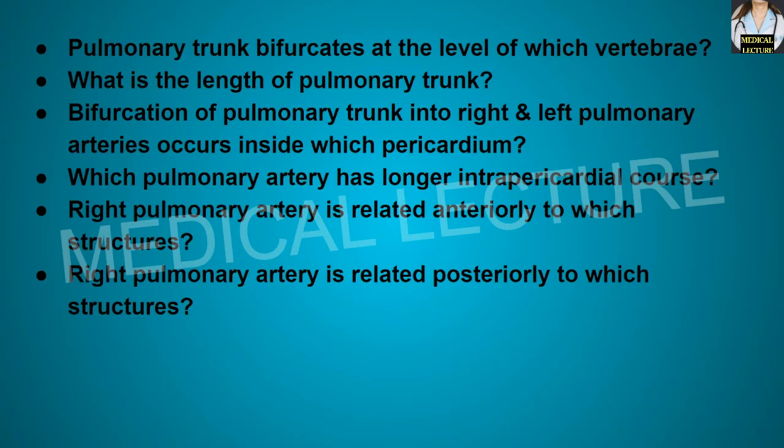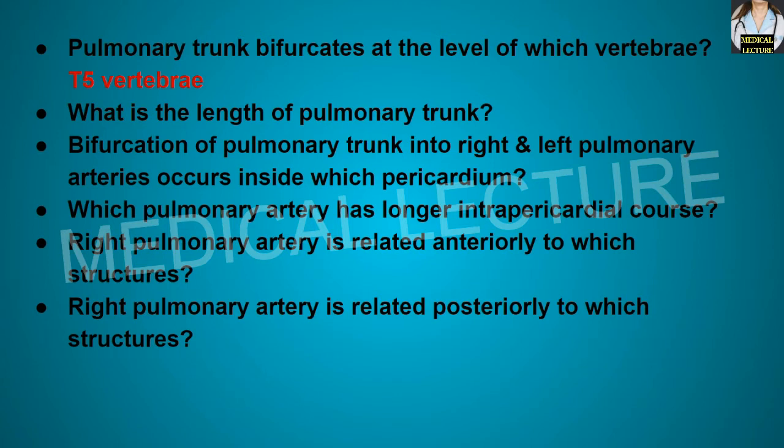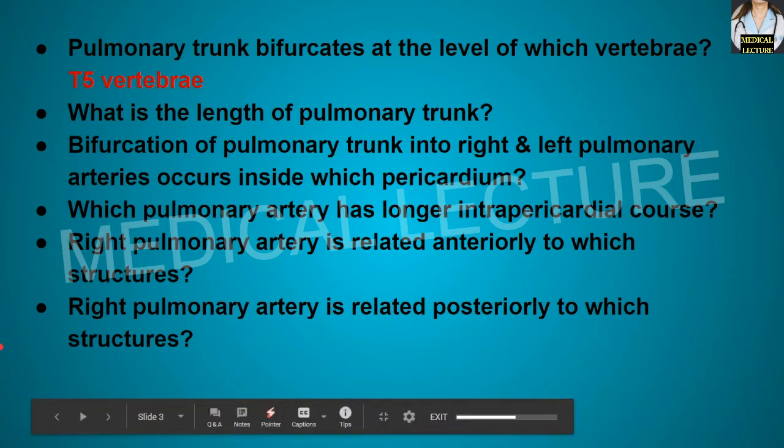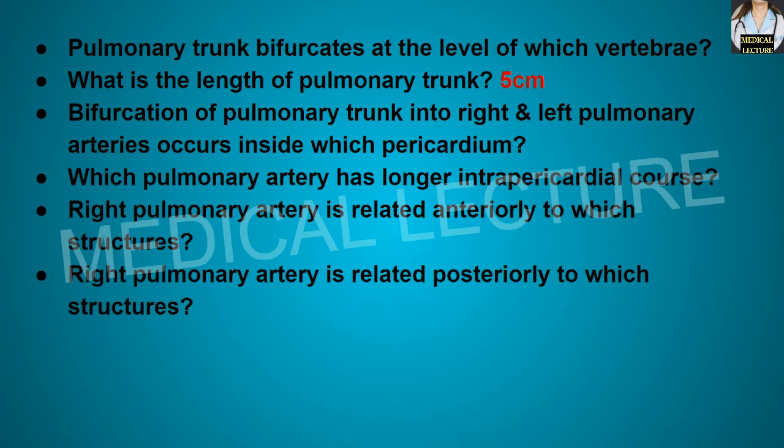Pulmonary trunk bifurcates at the level of which vertebra? So it bifurcates at the level of T5 vertebra. What is the length of the pulmonary trunk? So it is about 5 cm.